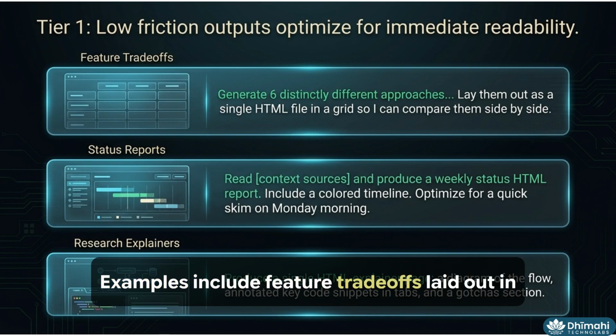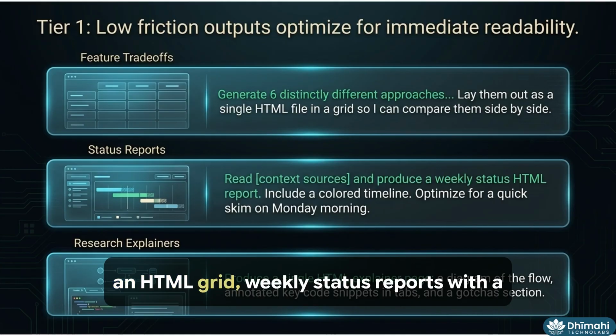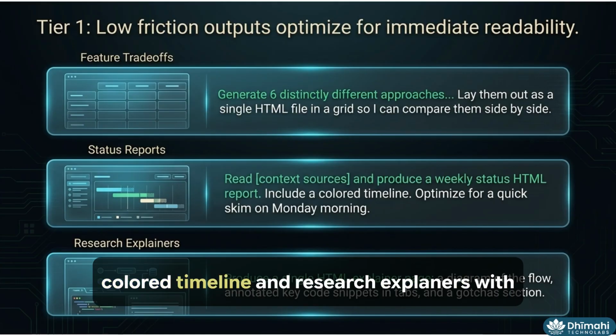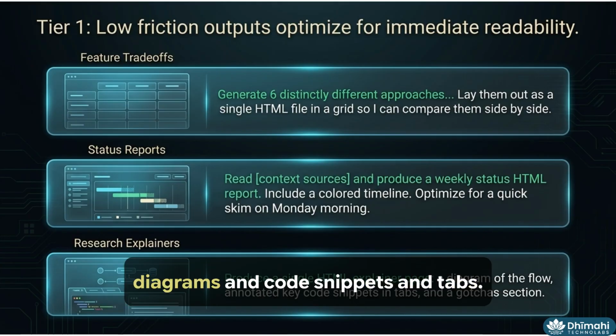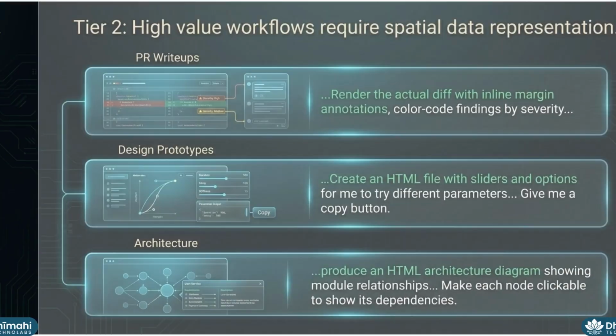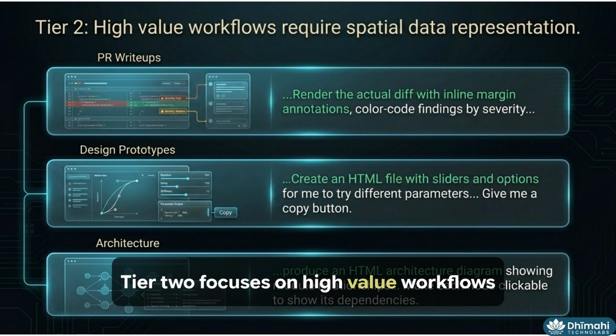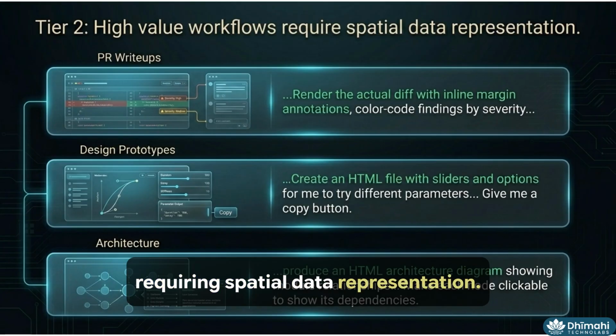Examples include feature trade-offs laid out in an HTML grid, weekly status reports with a colored timeline, and research explainers with diagrams and code snippets in tabs. Tier 2 focuses on high-value workflows requiring spatial data representation.